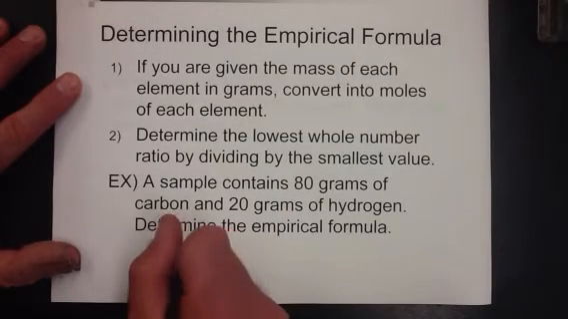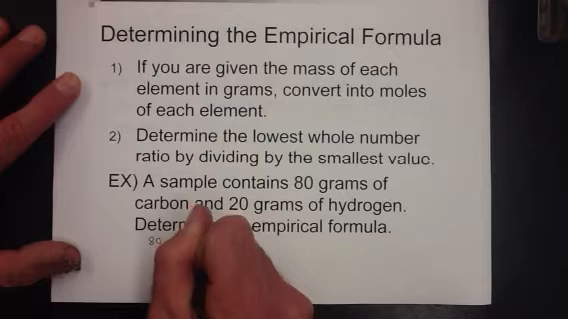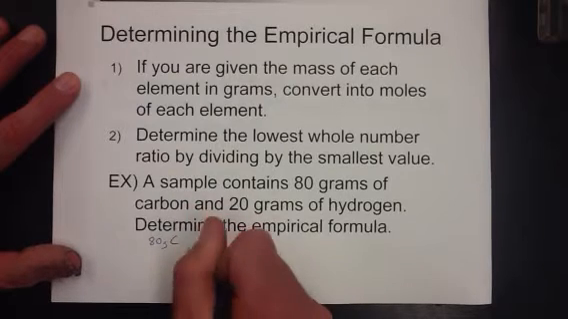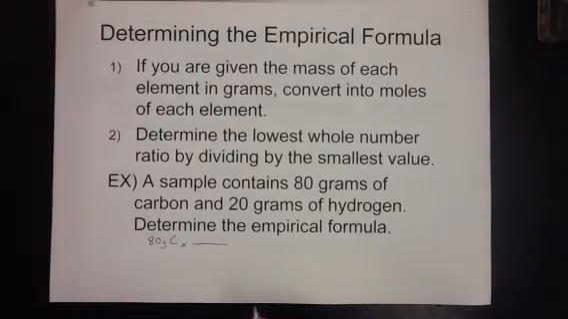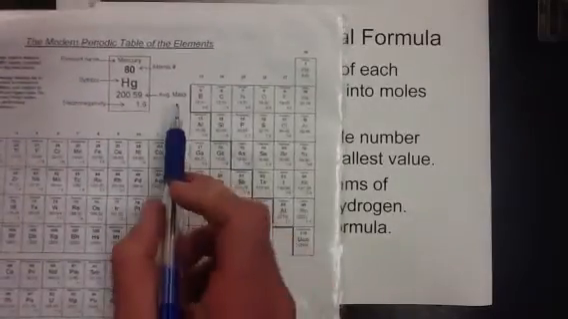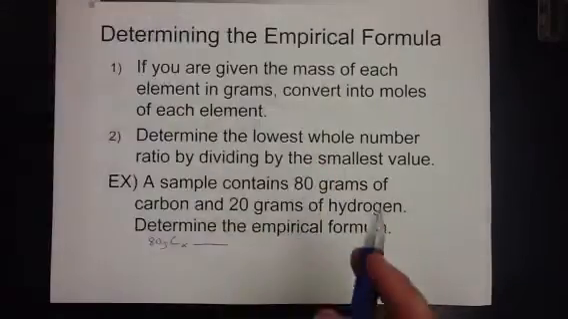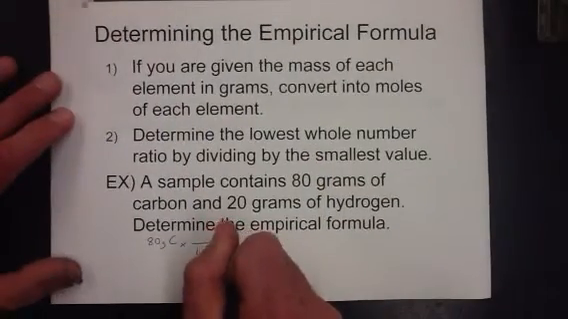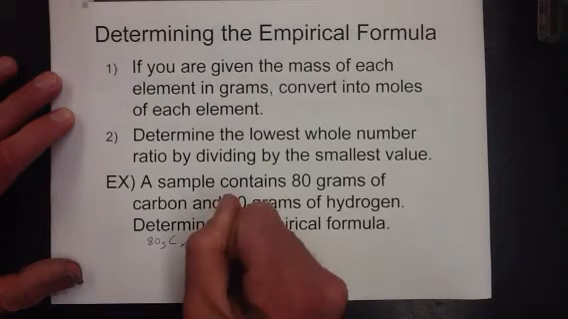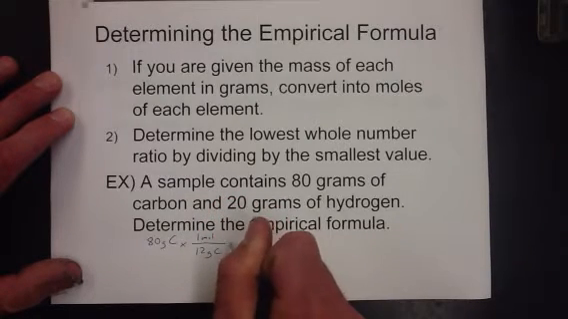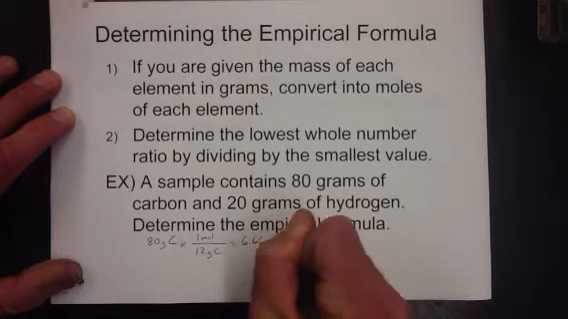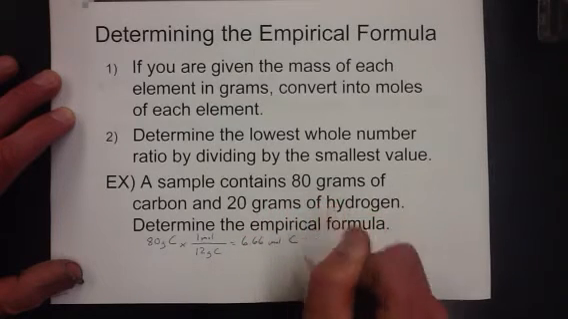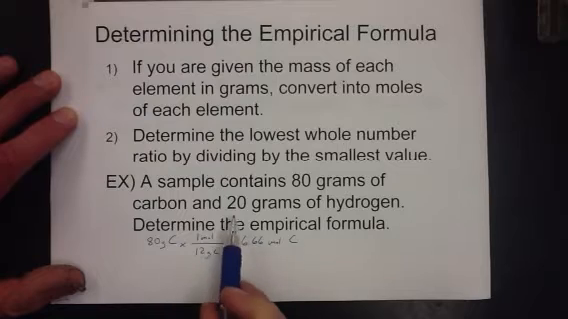So to do this, I take 80 grams of carbon, and I want to change that into moles. So to change grams of carbon into moles of carbon, we use the molar mass of carbon. So you find carbon on the periodic table, and the molar mass of carbon is 12 grams per mole. So I'd put 12 grams of carbon on the bottom, 1 mole of carbon on the top. So you do 80 divided by 12, and when you do that, you get 6.66 moles of carbon.